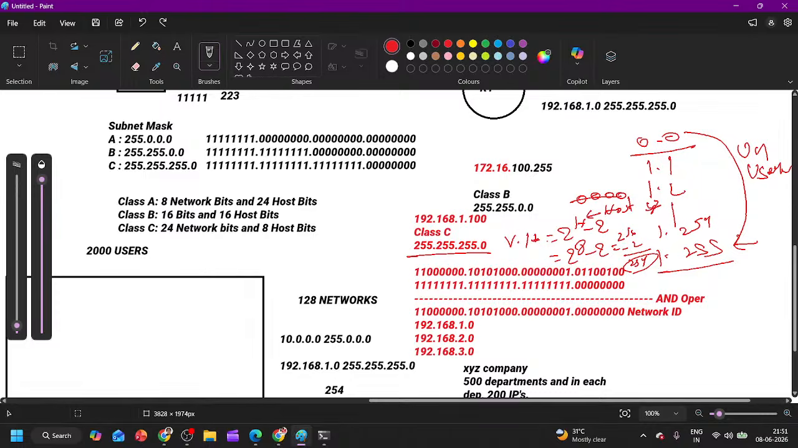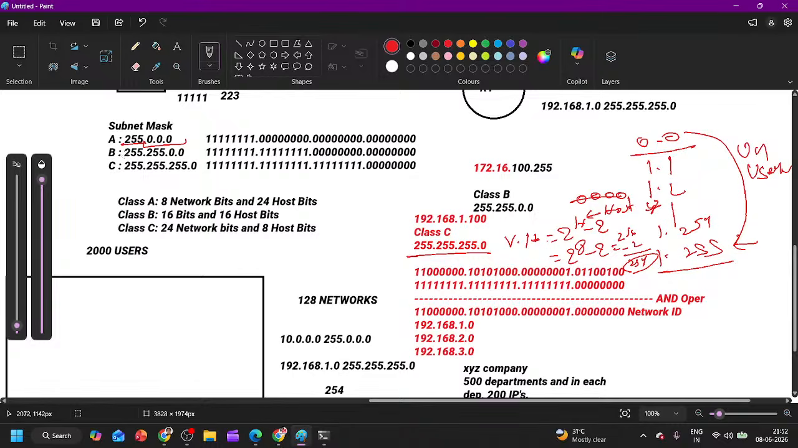If we have more host bits, it means we will get more IP addresses and fewer networks. If we have more network bits, it means we will get more networks and fewer IP addresses. Now looking at class A, where we have only 8 bits for network, we can have few networks but lots of bits for host. It means inside each network we have lots of IP addresses.